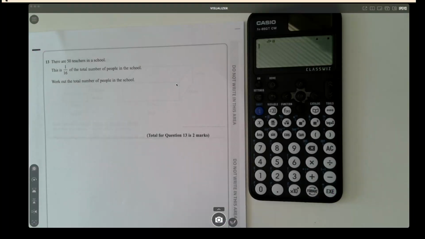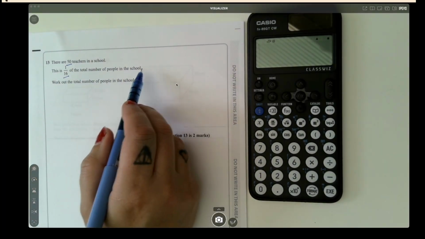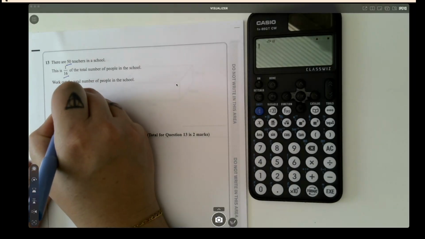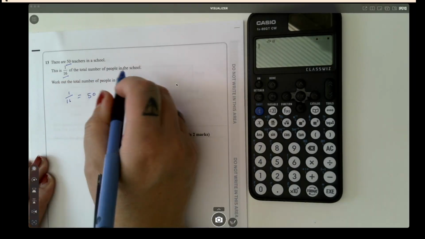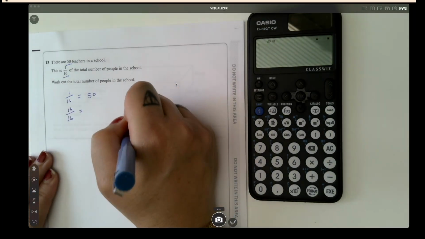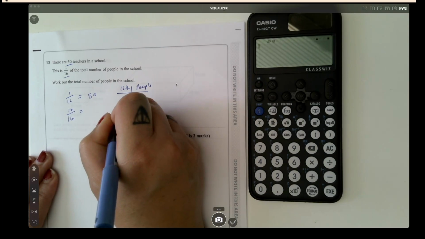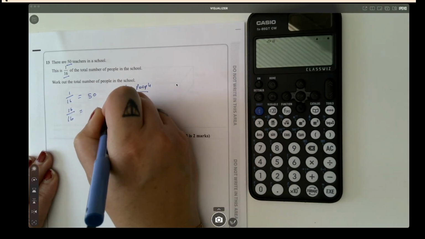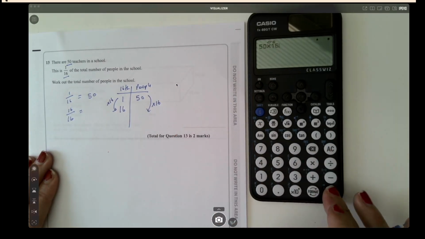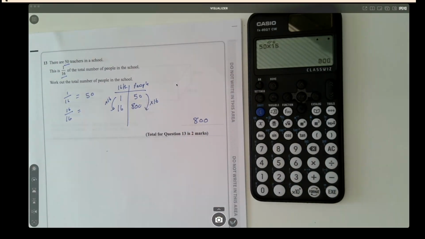Question 13. There are 50 teachers in a school. This is 1/16 of the total number of people in the school. Work out the total number of people in the school. So if 1/16 is 50 teachers, if we want the total number of people, we want 16/16. We want the whole thing. So we're going from 1/16 being 50 people to wanting 16/16. So we're going to have to multiply by 16. 50 multiplied by 16 is 800. So there are 800 people in the school in total.